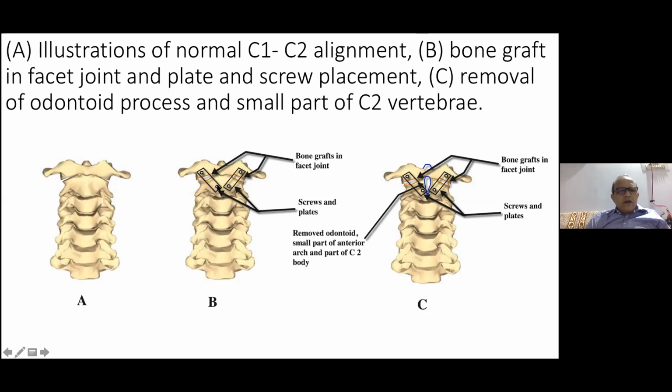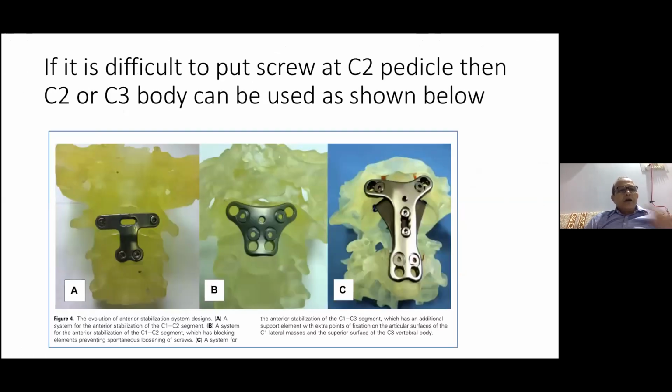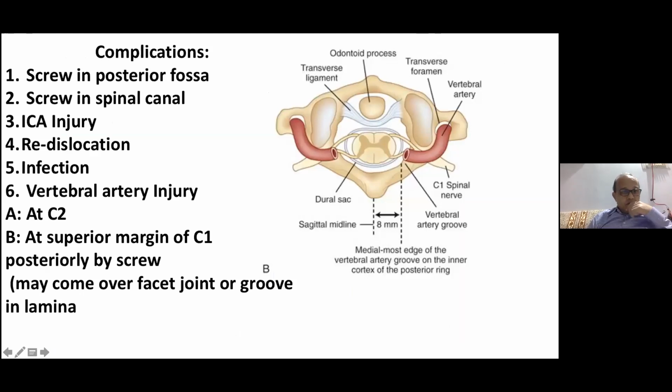But if the lateral mass is not good, then you can put in the screws at the lower end of C2, or if you are drilling, you can put it at C3. If there is a difficulty in putting in a screw there, then you can put it at C2 or C3 body, but the length of the screw has to be less.